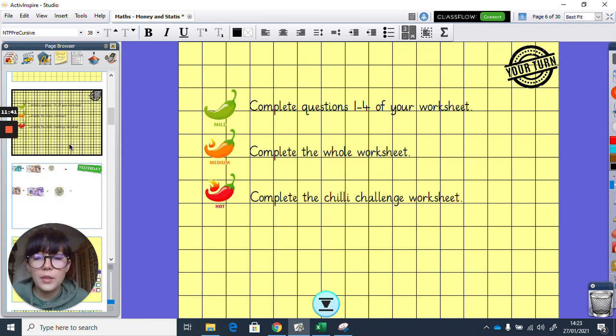So today, your turn. You have got to complete the questions on your worksheet. It's double-sided. If you want to do the mild challenge, the first side of the sheet is the mild challenge, okay? Questions 1 to 4. The medium challenge is the whole sheet, okay? They get harder as they go along. The hardest question is at the end. And if you still feel like you need a challenge, the separate Chilli Challenge worksheet, you can have a go at that. That is a problem-solving worksheet, okay?